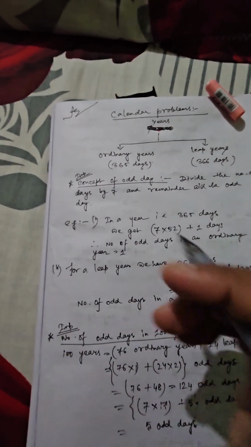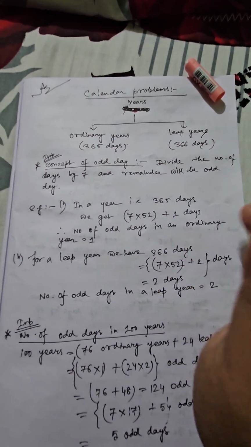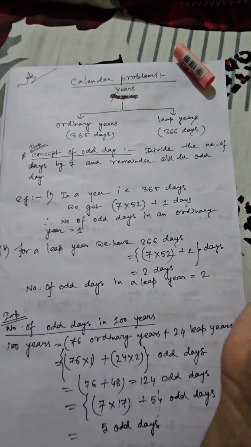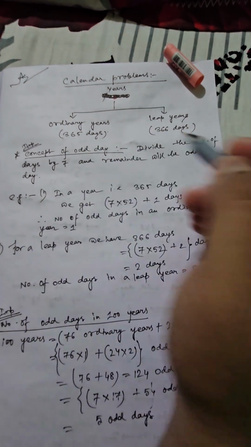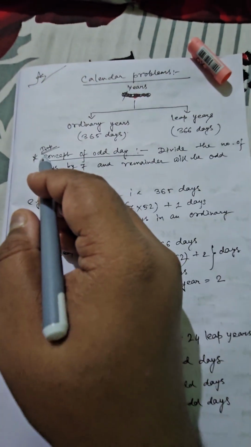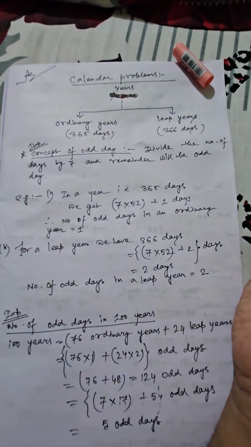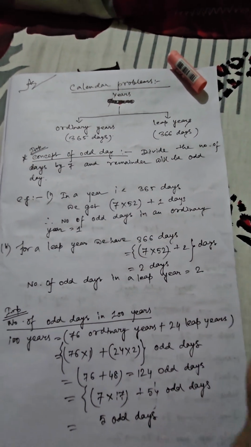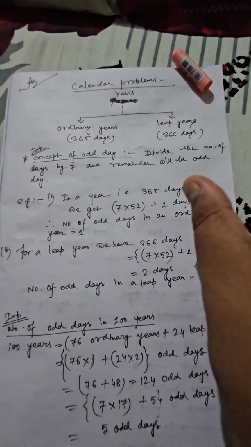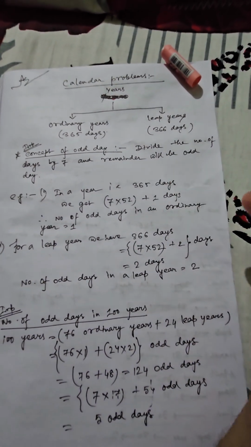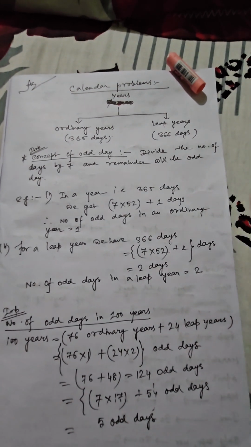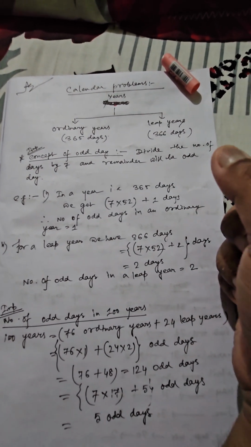So whenever we want to consider different problems related to calendar, first of all you have to know the idea of odd day. This part is very important. As you can see, I have also written that the concept of odd day is very important. Now how to determine how many odd days are there? Simply, you are given a number of days, for example 200, 300, 365, etc., divided by 7. What will be the remainder? That will be considered as your odd day.